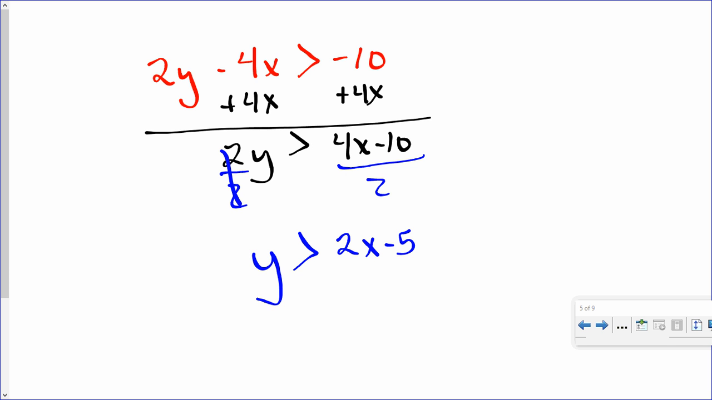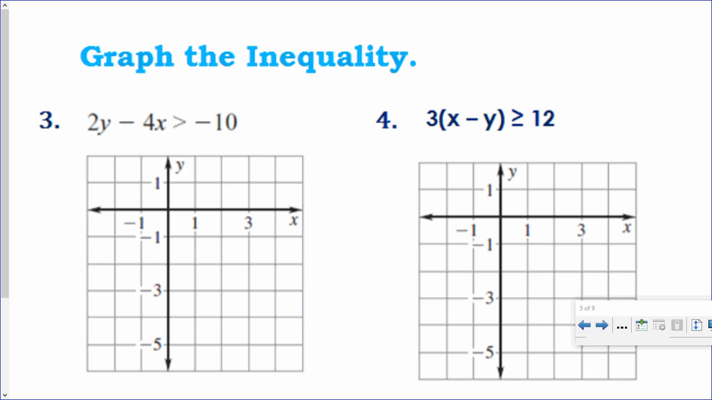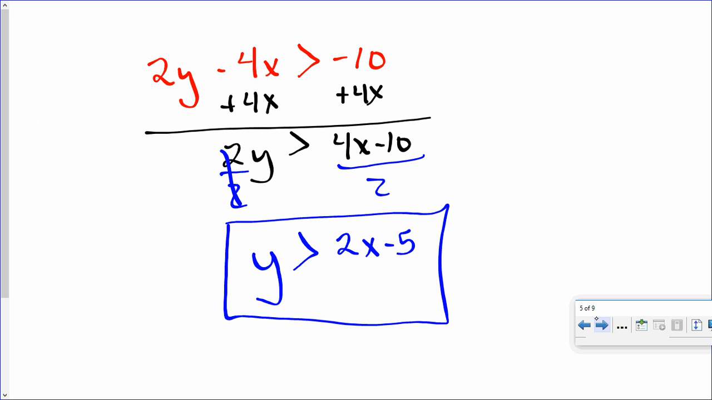So I'm going to take this inequality and go back to my graph over here. I'm going to write this in there: y is greater than 2x minus 5. Now that's correct, isn't it? I can double check. Yep, 2x minus 5. Y is greater than that.